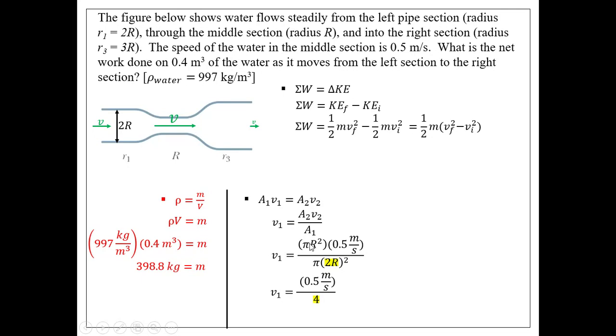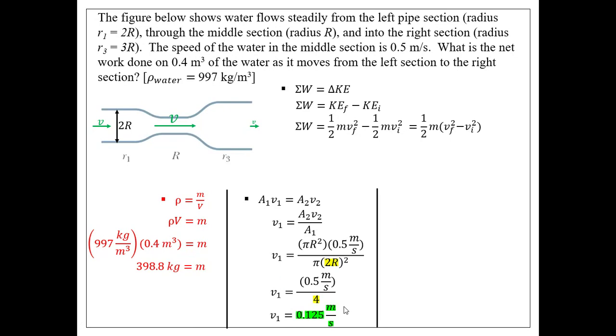On the numerator, as you can see, you have a pi. That's going to cancel out on the bottom. And if you square things properly, there's an R squared on the top, and therefore also an R squared on the bottom, so that's going to cancel out. The only thing left in the numerator is just 0.5. The only thing left in the denominator is just 4, because 2 squared is 4. If you simplify this on your calculator, you get 0.125 meters per second.